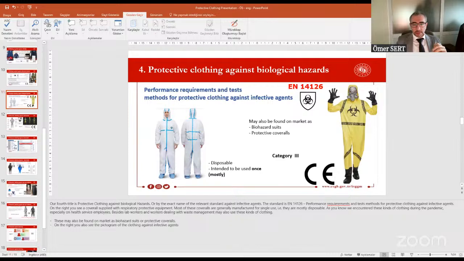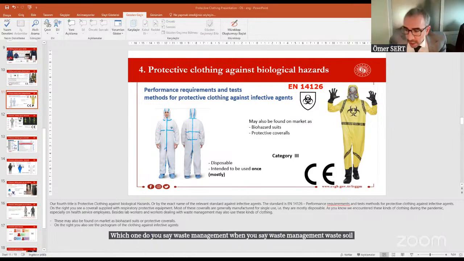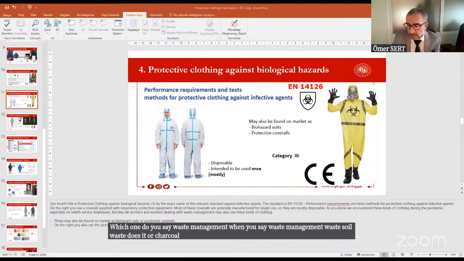It should be that there are disposable coveralls that can be used in waste management, in solid waste, and this waste management. Which one do you say when you say waste management? Solid waste, or chemical waste, or biological waste? There are different kinds of wastes.